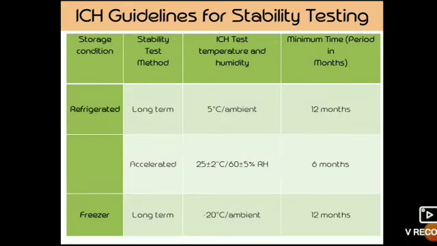Now second storage condition is refrigerated, where the stability test method is for long term and accelerated. In case of long term, the temperature is 5 degrees Celsius and ambient RH and minimum time for 12 months. Second one is the accelerated, where the temperature is 25 plus minus 2 degrees Celsius and 60 plus minus 5% RH for 6 months. Next is the freezer, where the long term condition is maintained at temperature minus 20 degrees Celsius and ambient RH and minimum stored up to 12 months.